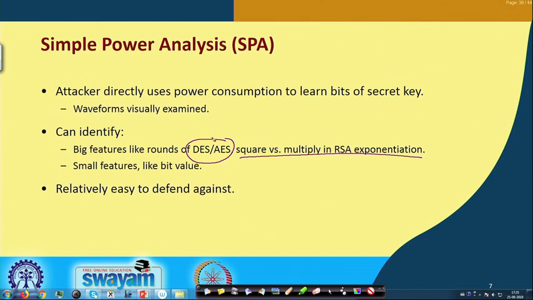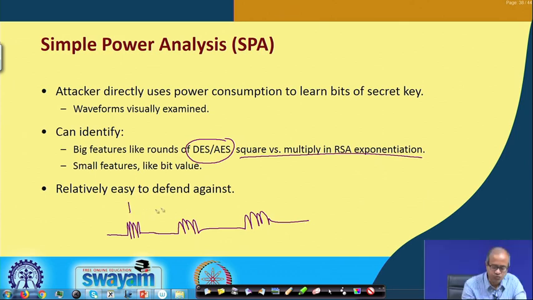This is relatively easy to defend against, and one thing you just recall from the previous lecture is that when you observe a waveform, we can directly see different places where you will see some variations in the waveform, for modular exponentiation for example, and you can directly say which are the 1 bits and which are the 0 bits in the key.